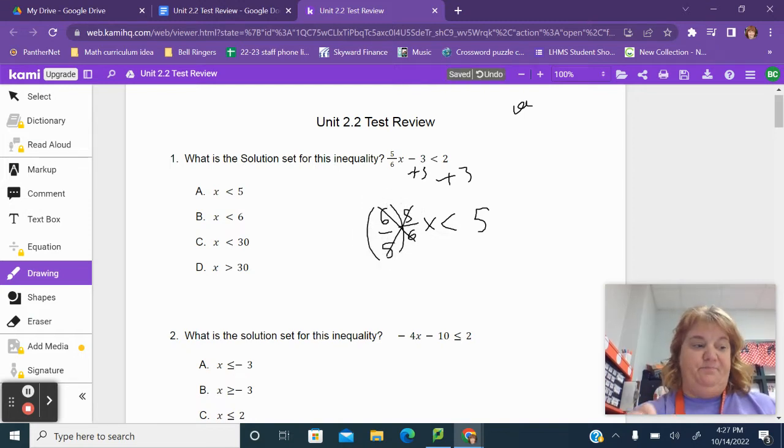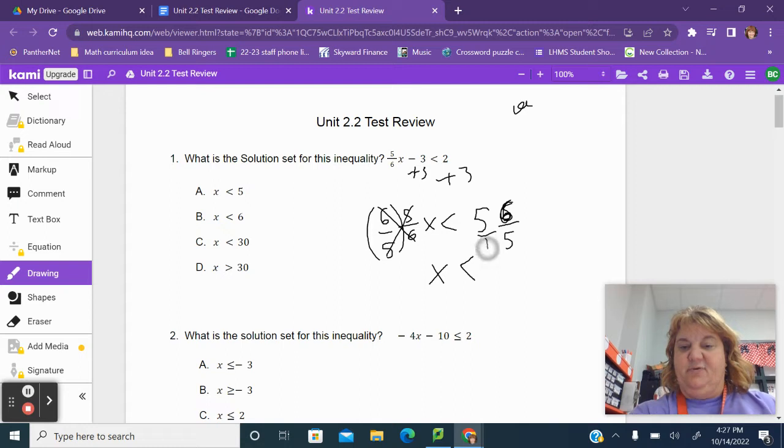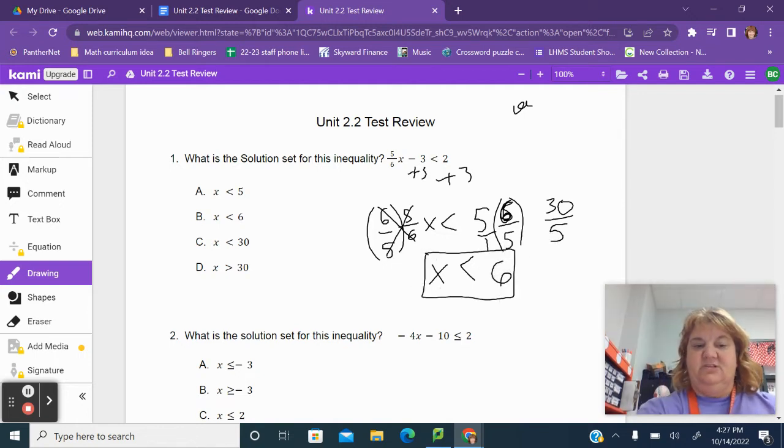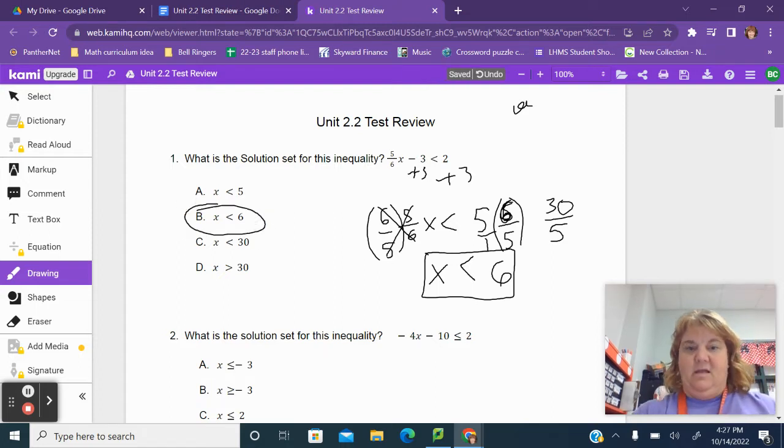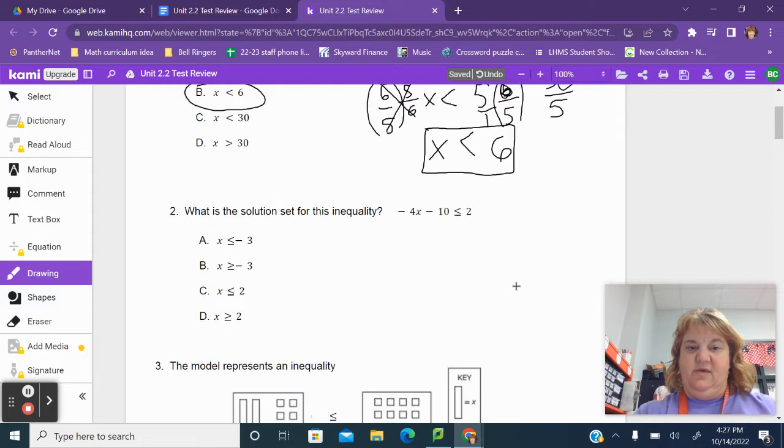Those cancel out. And then you have to do it on the other side. So x is less than 5 times 6 fifths on this side. And that's like putting it over 1. So we're just multiplying straight across, 30 over 5. And so the answer would be 6. So our answer here is x is less than 6. Okay, let's move on down.